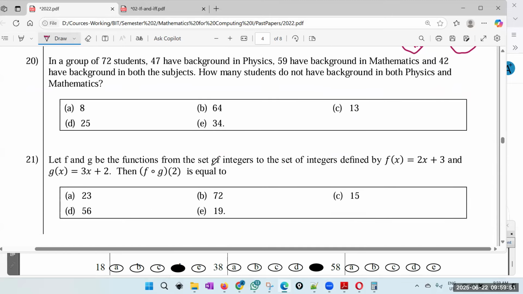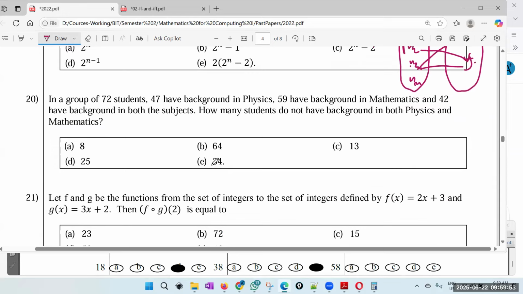Okay, question 20. In a group of 72 students, 47 have background in physics, 59 have background in mathematics, and 42 have background in both subjects. How many students do not have background in both physics and mathematics? So that is the easy question. You can see there are easy questions also.